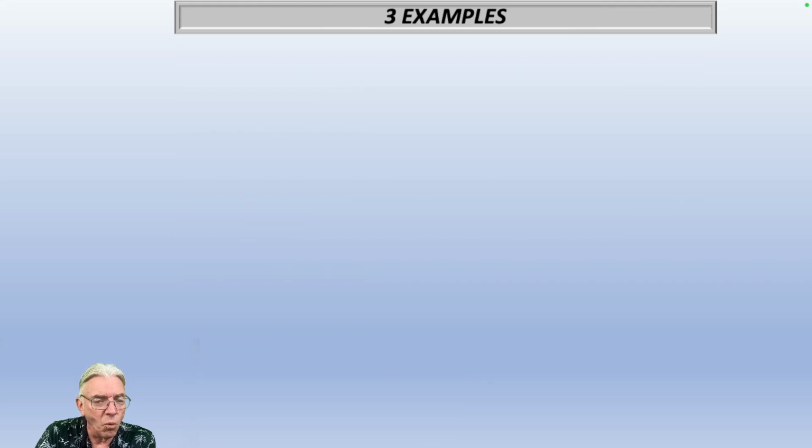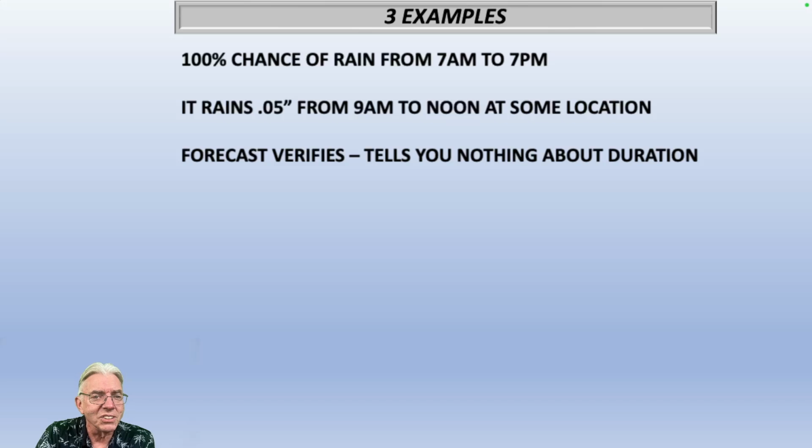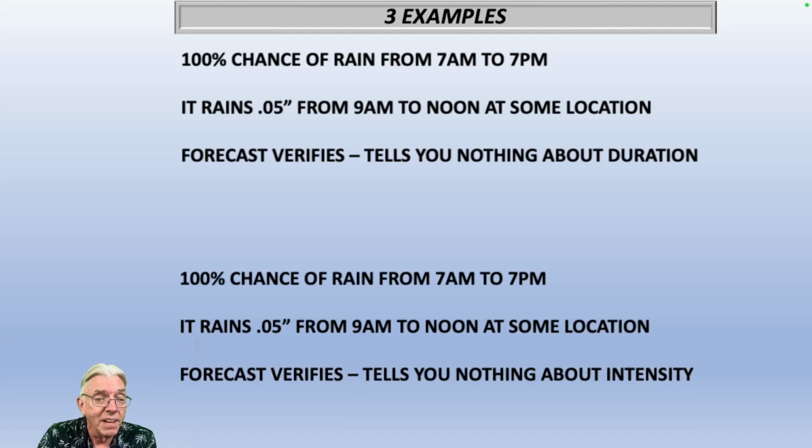Now, here are 3 more examples, and we'll close after this. Let's say there's a 100% chance of rain from 7 a.m. to 7 p.m., and it rains 0.05 of an inch from 9 a.m. to noon at some location. That forecast would verify. It tells you nothing about the duration of the precipitation. It only rained 3 hours out of those 12. But there was a 100% chance that there would be measurable precipitation during that 12-hour period, and it happened.